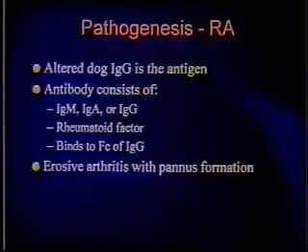The pathogenesis of rheumatoid arthritis: the antigen here is dog IgG, or it's IgG in any species, horse or man or cat, it makes no difference. The antibody then is IgM or IgA and even IgG against that antigen IgG. It's known as rheumatoid factor, and it binds to the Fc region of the IgG. So in this case, IgG is the antigen, and the antibodies are binding by the FAB region right to the tail of the IgG as an antigen. It causes erosive arthritis and pannus formation.